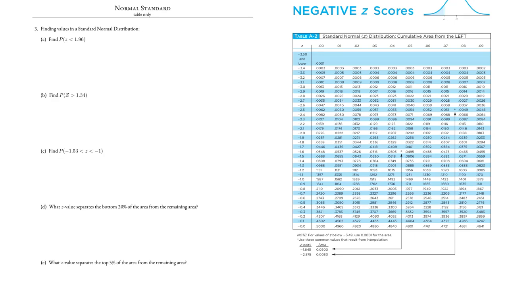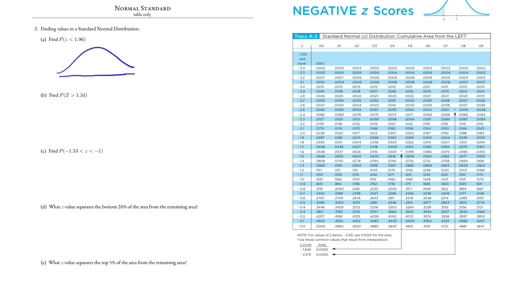Using the table only, find the value in the standard normal distribution with a mean of 0 and a standard deviation of 1. Find P of z less than 1.96. The first thing we need to do is to draw a graph.